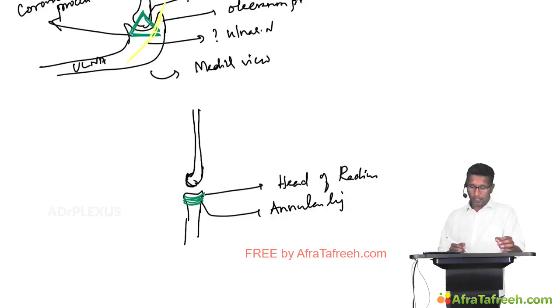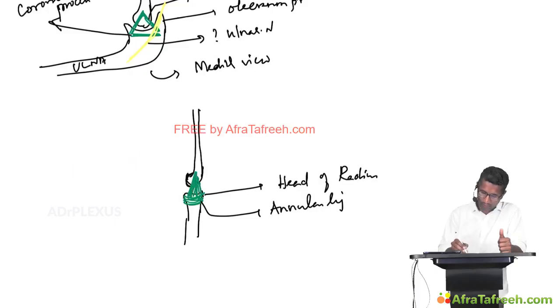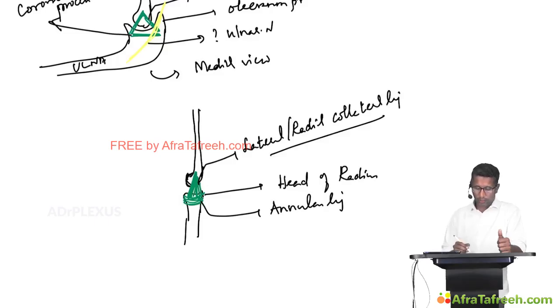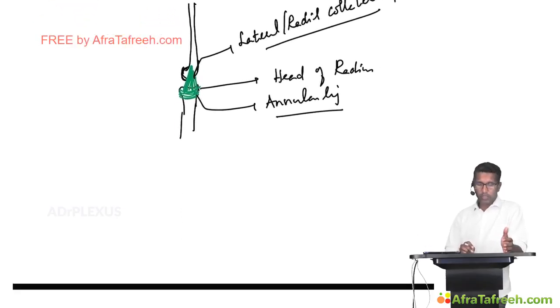And there is a ligament which arises from the lateral epicondyle and gets attached to this annular ligament, and this ligament is called the lateral or the radial collateral ligament. So where is it attached? Proximally it is attached to the lateral epicondyle, distally to the annular ligament. So these are the two important ligaments here.